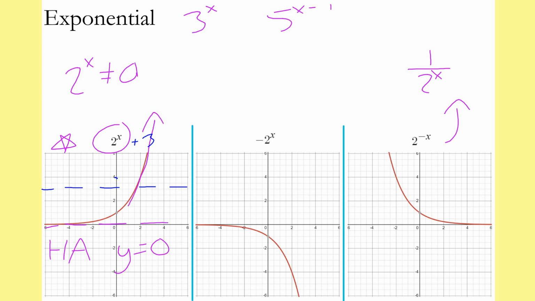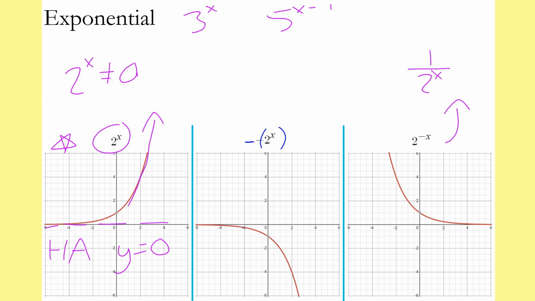All right, the next part about this is I just wanted to show you, let me erase all the blue. Okay, when you have a negative out front, so this middle one right here, what that's really saying is negative and then 2 to the x. So basically it makes all your y values negative because that negative is on the outside. Okay, so that's where it's flipping my entire graph down. We're going from here and we're flipping it down.